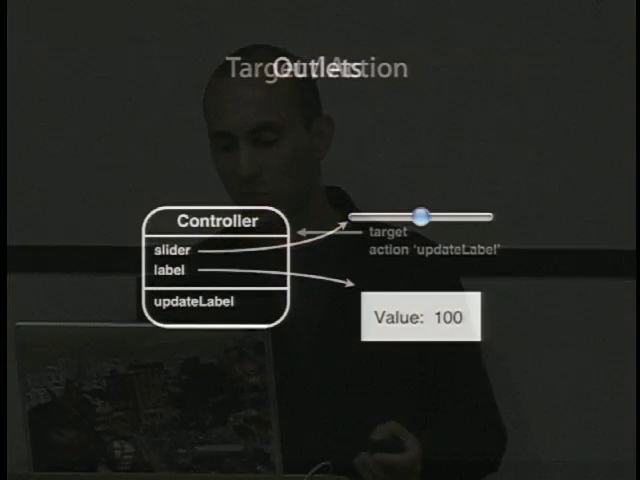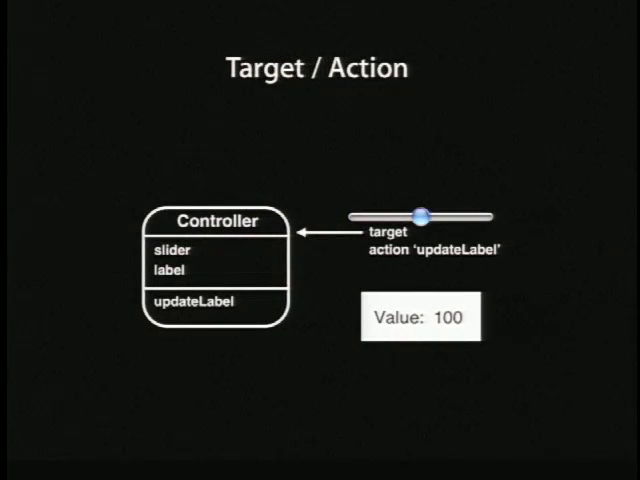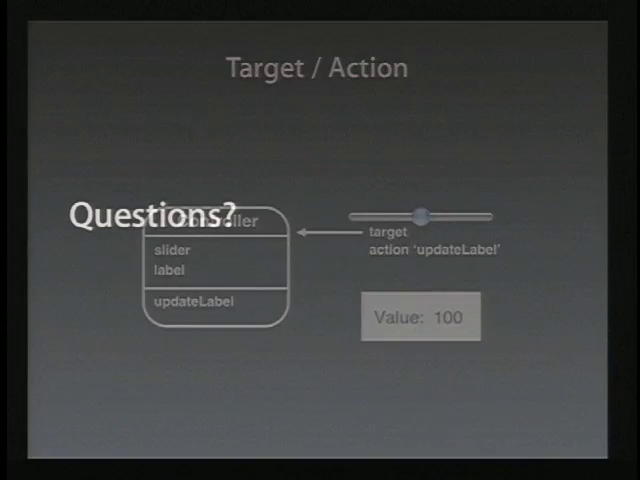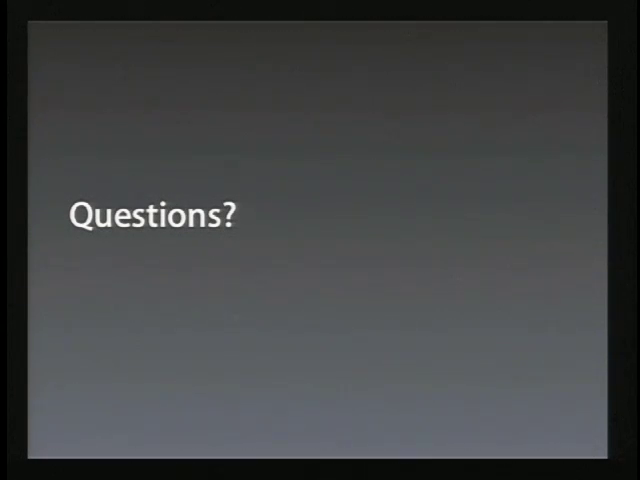All right, so a little recap of what we had, right? Our controller object is pointing to the slider and the label. Our target action was pointing back from the slider to the controller, and this is your primary Interface Builder way of hooking things up. And that's it. That's all I have for today.